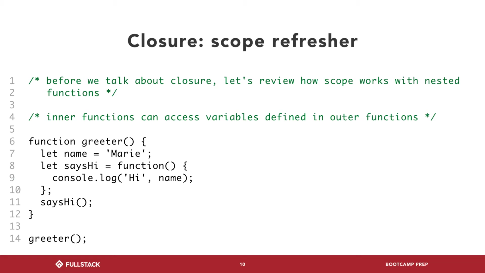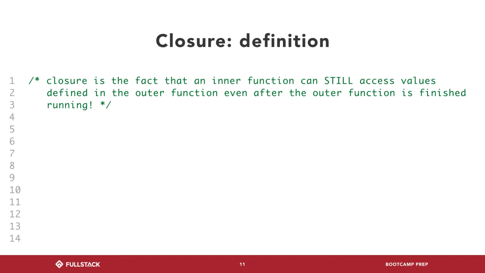So here, I have a function called greeter, and it creates a scope between lines 6 through 12. Notice how I create 2 variables. One is called name, which is the string Marie, and one is called says hi, which says hi name, right? So when I invoke says hi on line 11, says hi has access to the name variable Marie, because they're both in the same scope. When it looks in its own scope first, it will find that variable name. Cool. So this is how our standard understanding of scope works.